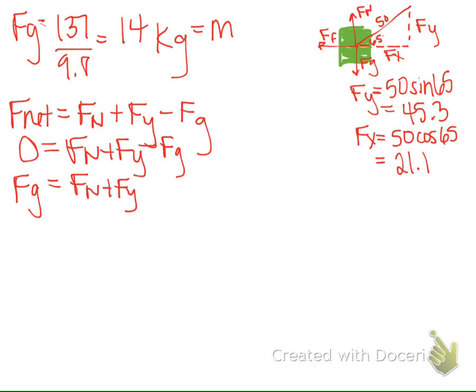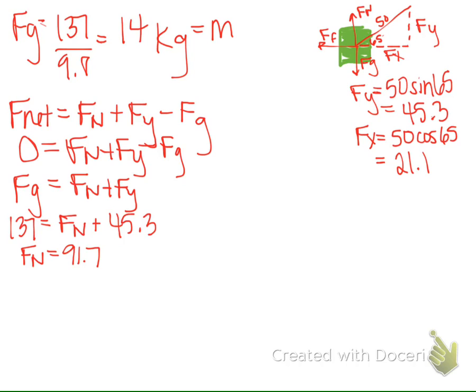All right, our force of gravity was given to us in the problem, right? We know it's 137. We're solving here for our normal force, and we just solved for our F sub y to be 45.3. So how do I get the normal force by itself? Yeah, good. Subtract it over. So I'm going to subtract out 45.3 here, and I'm going to get my normal force to equal what? 91.7? Okay. So now we have our normal force.